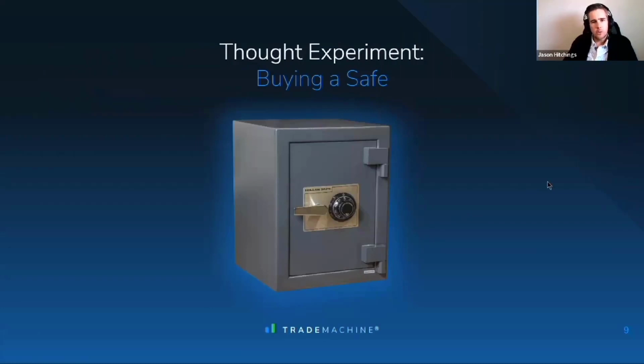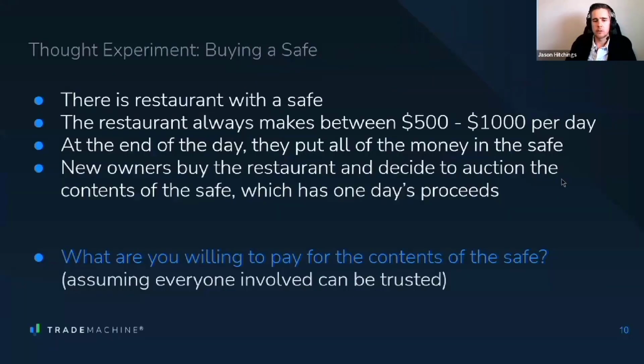Okay, so let's start with the thought experiment. And our thought experiment is going to be about if we're going to buy a safe. And so here's the scenario. There's a restaurant. The restaurant always makes between $500 and $1,000 a day.